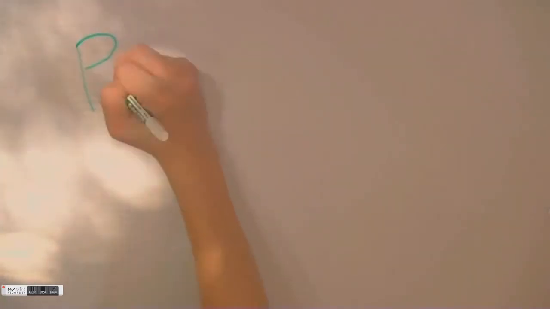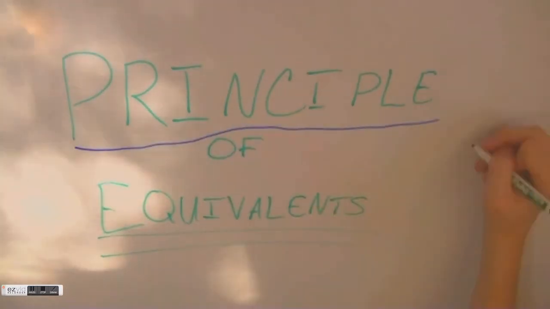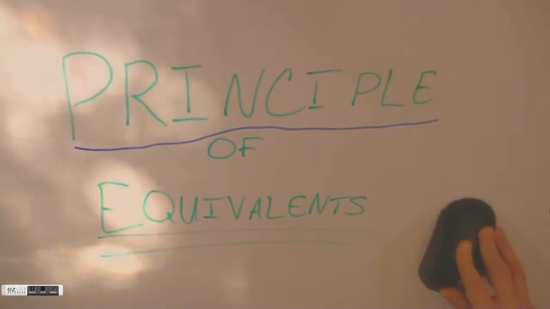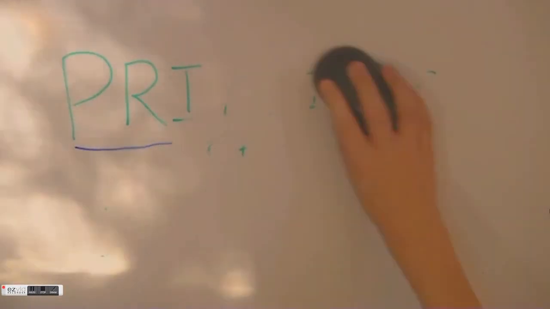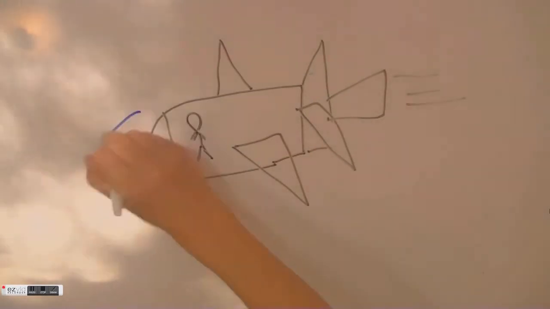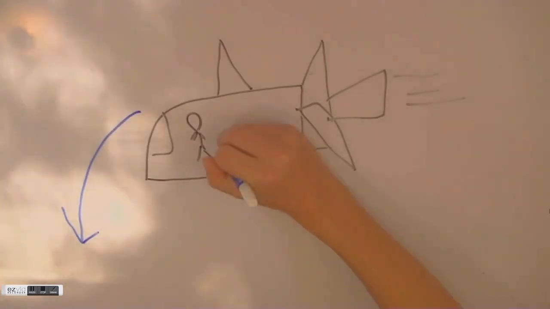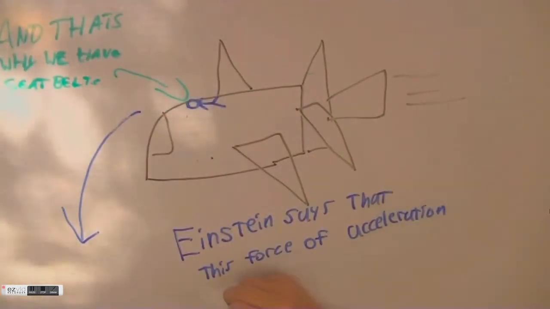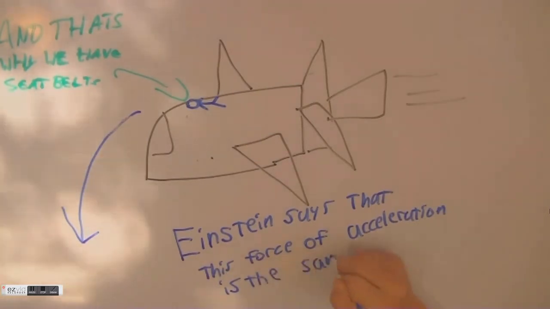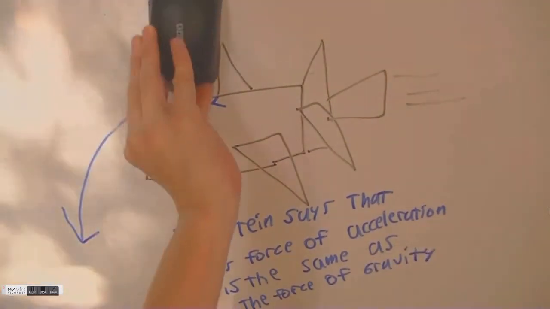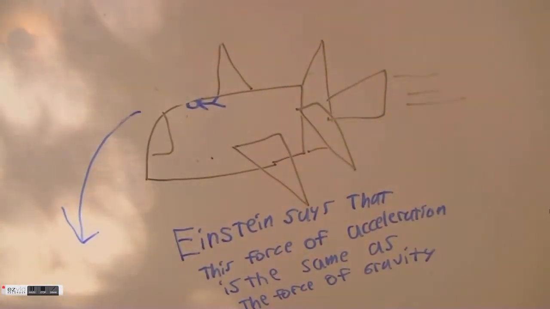Now the first concept you have to understand with general relativity is what's called the principle of equivalence. The principle of equivalence is that the force that you experience during acceleration and the force that you feel in gravity is the same force. So let's see an example. Let's say we have a plane, and we have a person inside the plane. Now the plane begins to accelerate downwards at, let's say, 2 or 3 Gs. What will happen to the person inside it is, as long as this plane is accelerating, he'll be forced upwards onto the roof of the plane. Einstein says that this accelerating force is the same as gravity.